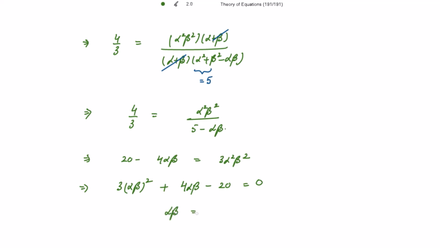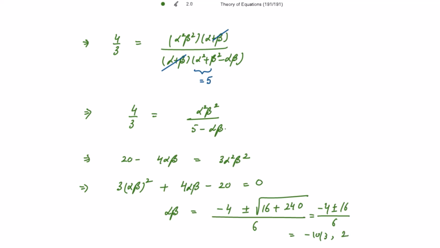Let's get the roots of this quadratic equation. So alpha beta is equal to -4 plus minus square root of 16 plus 240, divided by 6. So that is equal to -4 plus minus square root of 256, that is 16, divided by 6. So that is equal to -10 by 3 or 2. So these are the two roots. Now which root is valid here?